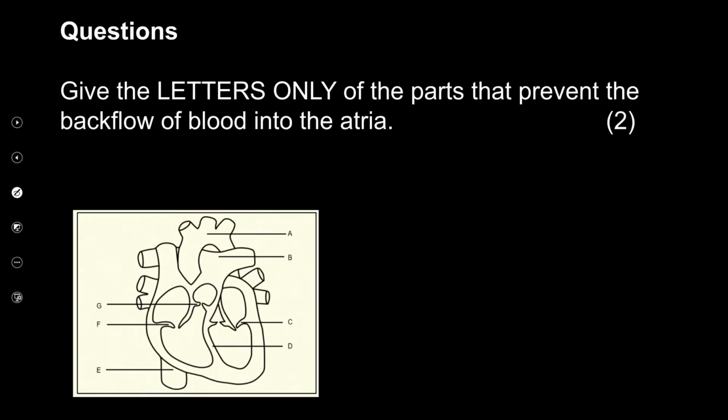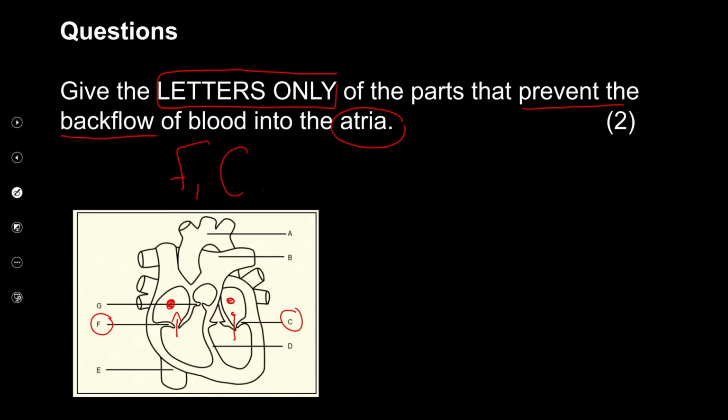Right, what's the next question? Give the letters only. So guys, you can't give the names of the parts that prevent the backflow of blood. Don't stop reading there, into the atria. So these are the atria. What is going to stop the blood from coming back here? And they only want the letters. So what's underneath? F. And what's underneath there? C. So you're only going to write F and C.